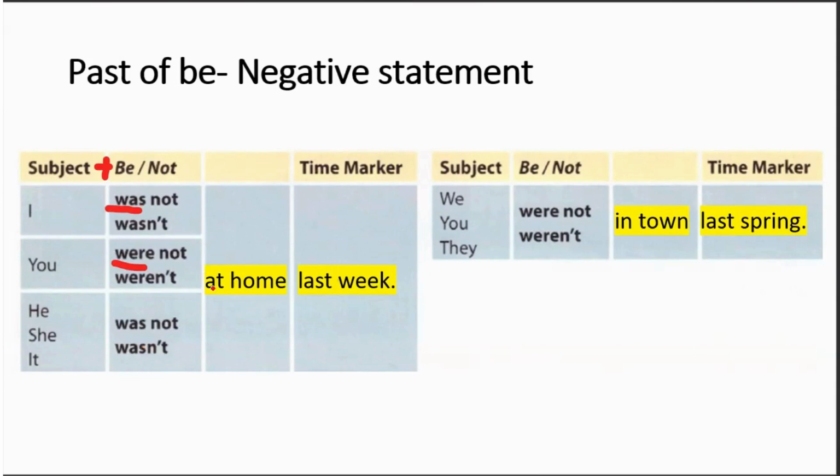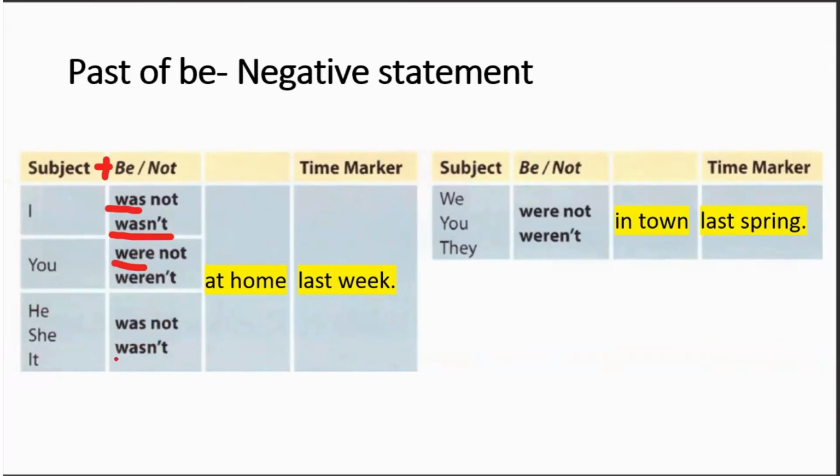I was not at home last week. But when we speak, we don't say I was not. We use the contraction, and the contraction is I wasn't. I wasn't at home last week. You were not at home last week. You weren't. You weren't at home last week. He was not at home last week. He wasn't at home last week.